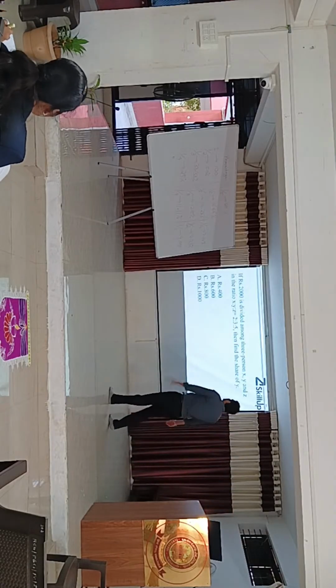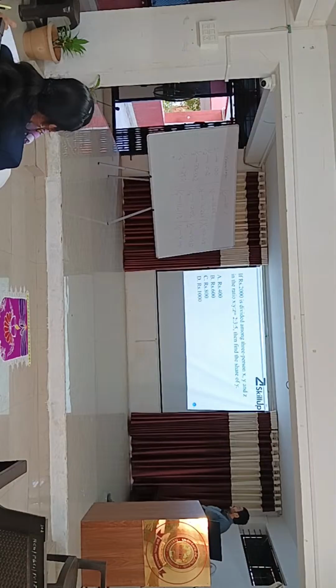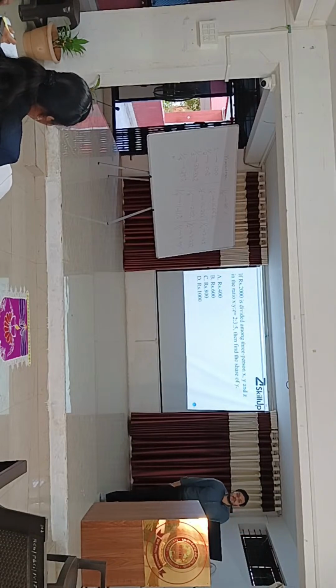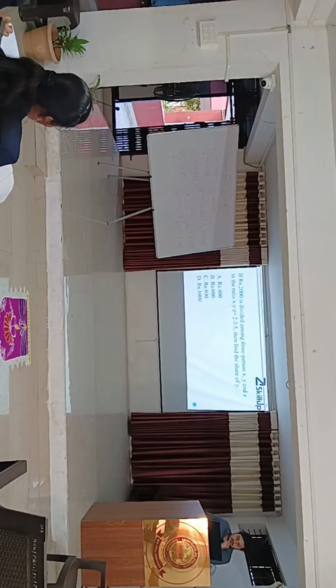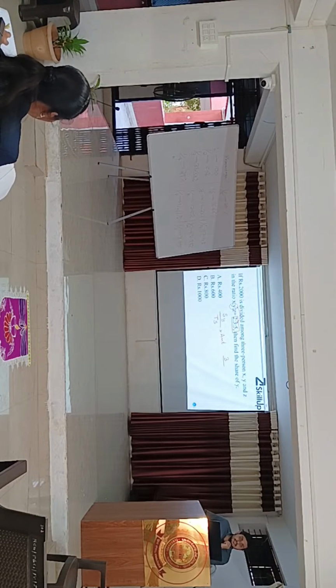If 2000 rupees is divided among 3 persons, X, Y, and Z, in the ratio 2 is to 3 is to 5, find the share of Y. Share of Y is 3. 3 divided by total share 10, into the total amount.